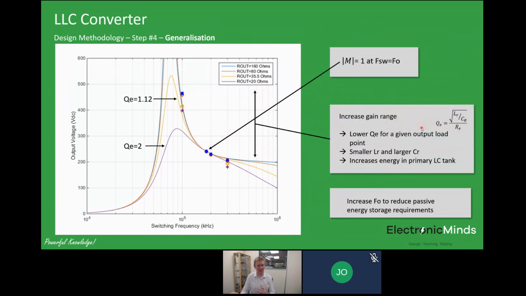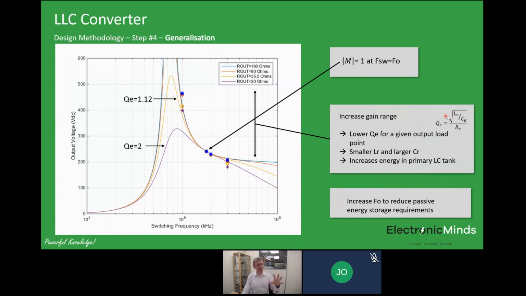So if we want to be able to have our LLC tolerate a much bigger input voltage range, for example, we need to use a smaller resonant inductor and a larger resonant capacitor. And that allows us to do that.